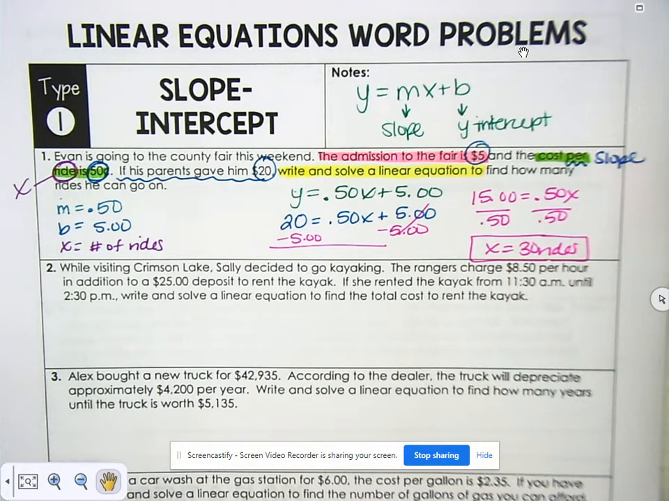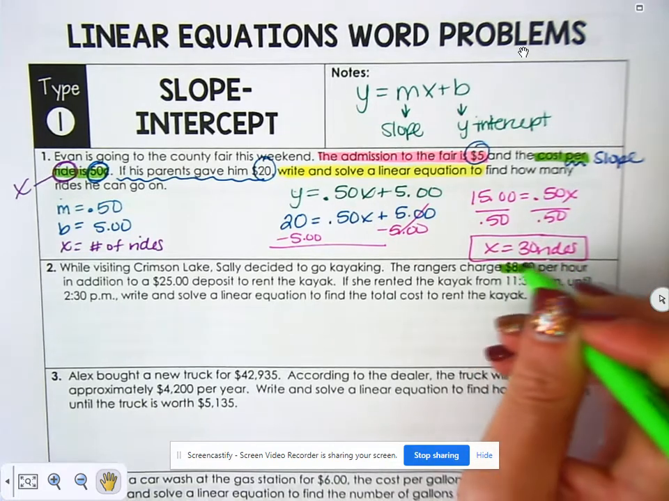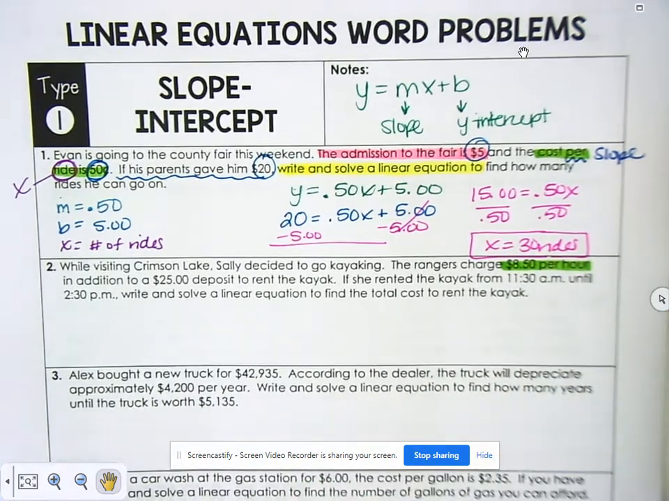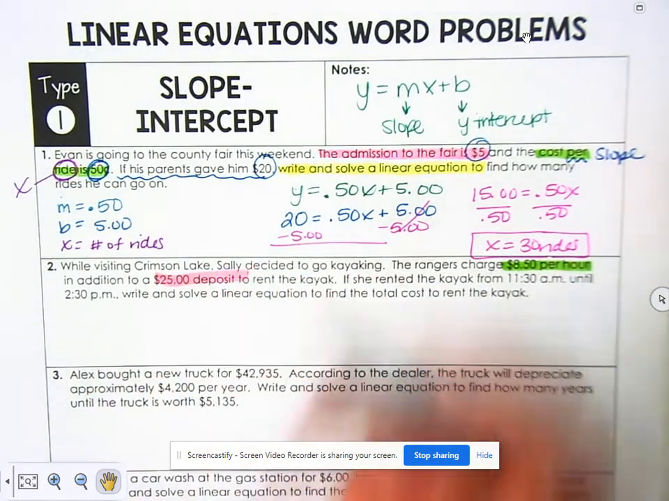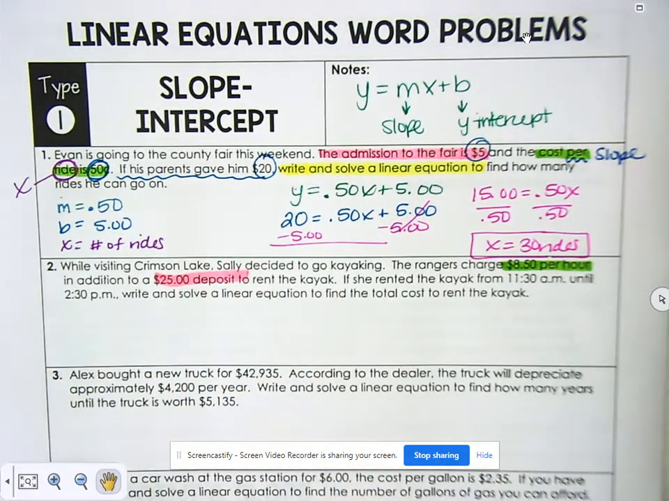Okay, number 2. While visiting Crimson Lake, Sally decided to go kayaking. The rangers charge $8.50 per hour, so there we go. We've got a per in there. Okay, in addition to a $25 deposit. So the deposit is her one-time charge, and then the $8.50 is her per hour.